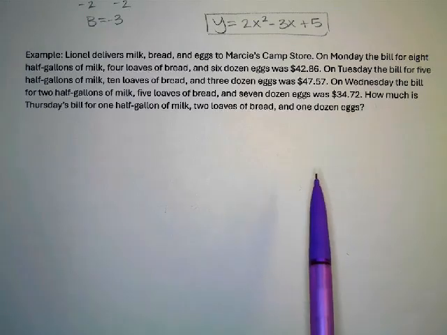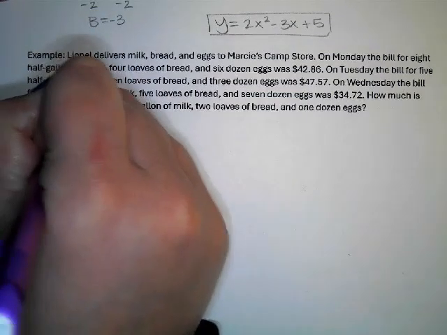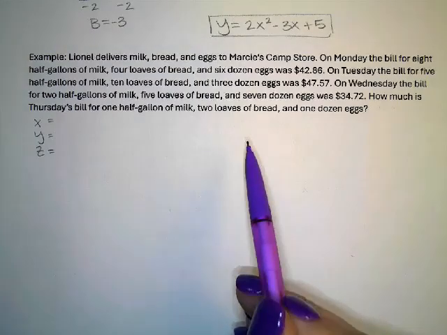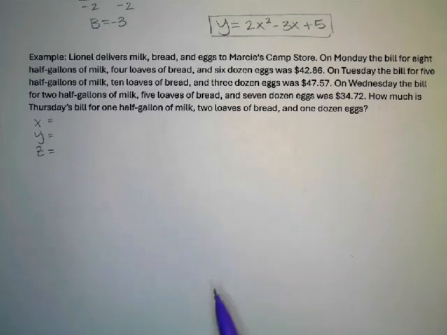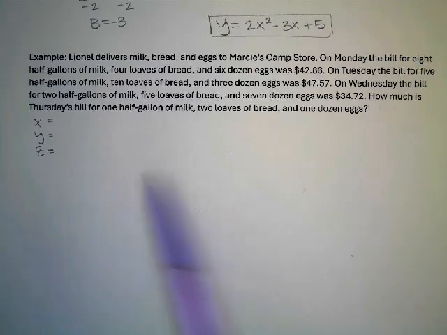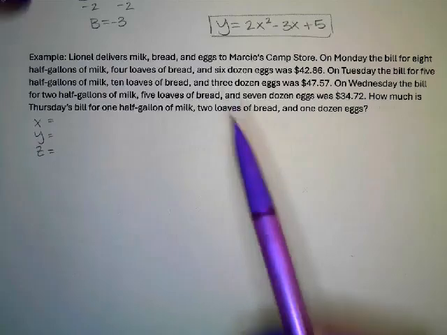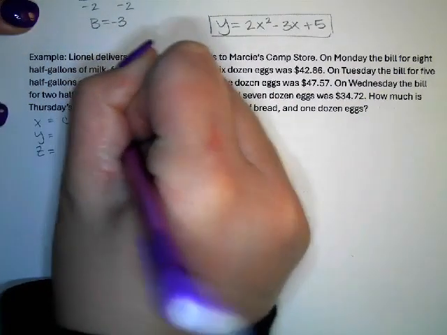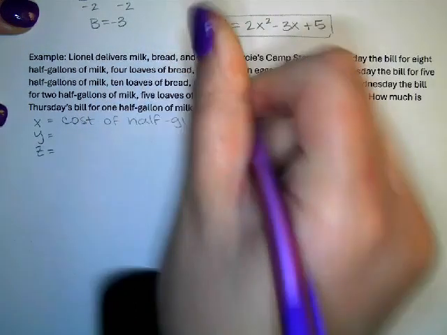So normally, the clue that I would use to define my variables, x, y, and z, in this case, because we have 3 unknowns, is I would look at how the question is phrased. And in this case, the question isn't phrased in a helpful way because they are asking about Thursday's order. So if we look at the context, we can see that we're talking about milk, bread, and eggs, but we're specifically talking about how much things cost. So X is going to be the cost of a half-gallon of milk.